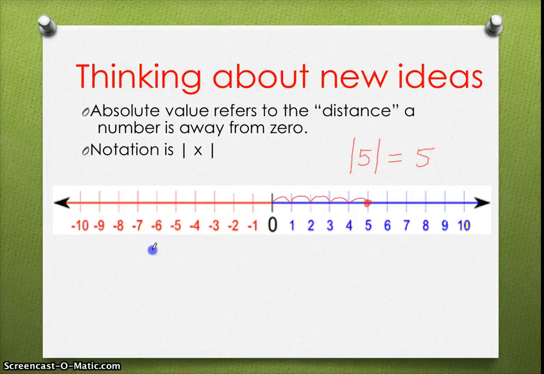For example, if I'm asking for the absolute value of negative 5, here's negative 5. I'm going to do the same thing and count the distance away from 0. There's 1, 2, 3, 4, 5. Again, I have an answer of 5. So you notice that the absolute value expression is always going to be positive. The distance that's being measured is always positive, regardless of whether the quantity inside the absolute value is positive or negative. The distance will always be positive.